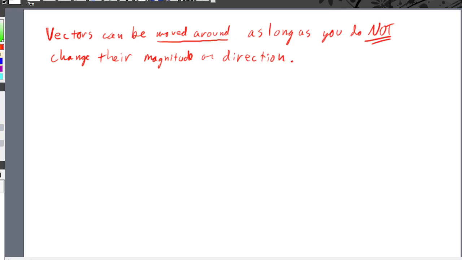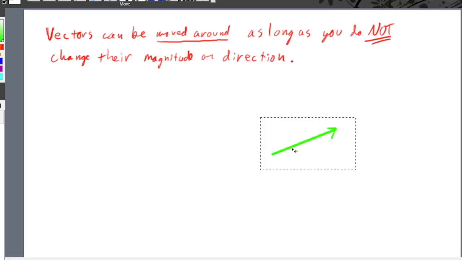So let's just say that I have a nifty little green arrow right down here, and that I really need for some reason to have it over here. Well, if I take it and just grab it and slide it, I can slide it all over the page, and that's a perfectly legitimate thing to do as long as I don't change its amount or its direction.